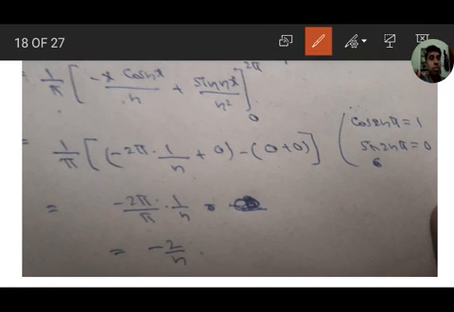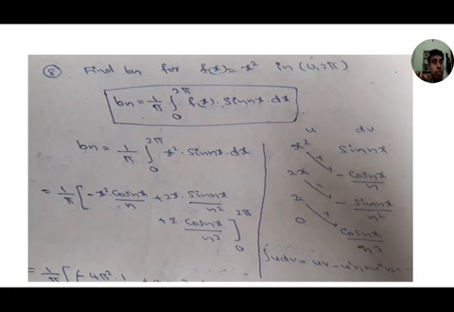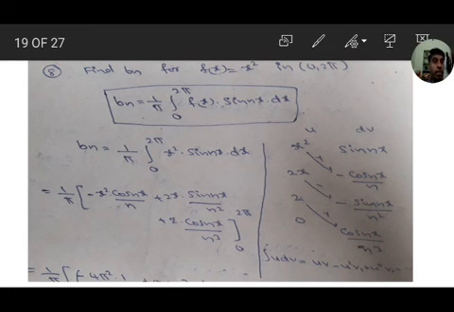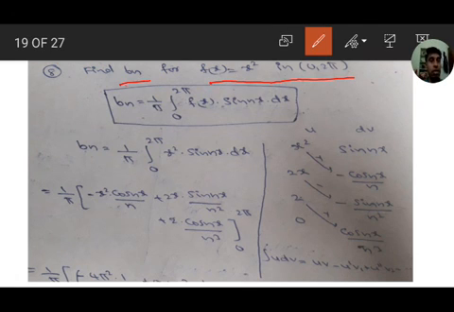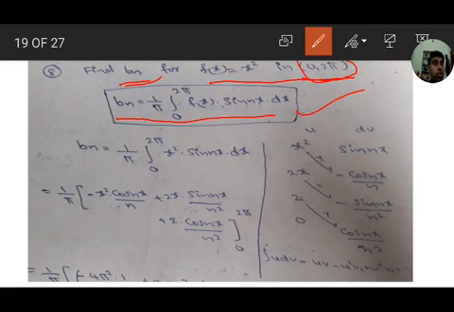Only it will come to find out an integration, only difficult. Next problem. Find bn value for f of x equal to x square in 0 to 2 pi. So the bn formula is 1 by pi integration 0 to 2 pi f of x into sin nx dx.